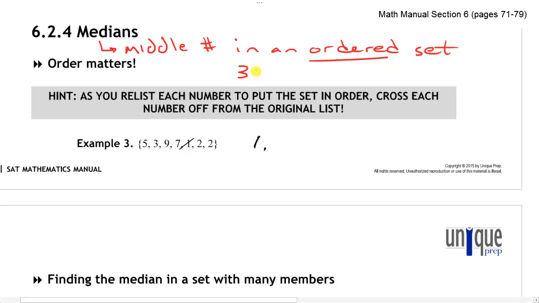If you get a set like this, 3, 1, 2, you cannot just say 1 is your median. You would have to relist these in order. 1, 2, 3. 2 would be your median. That is the middle number in the ordered set.